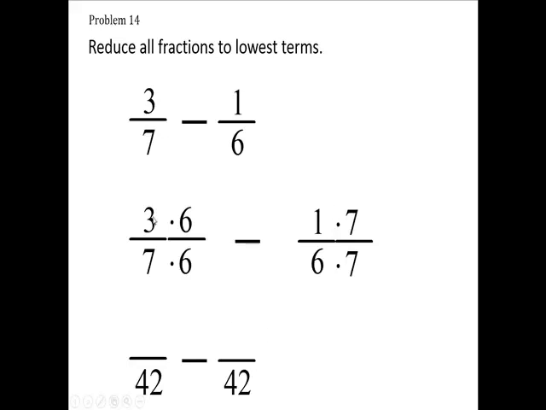Go back. 3 times 6 is 18. You multiplied 7 times 6 to get 42. 3 times 6 is 18. 6 times 7 is 42. 1 times 7 is 7.